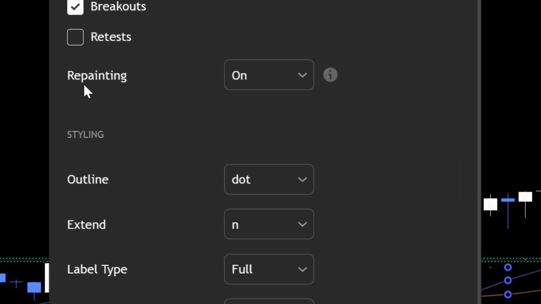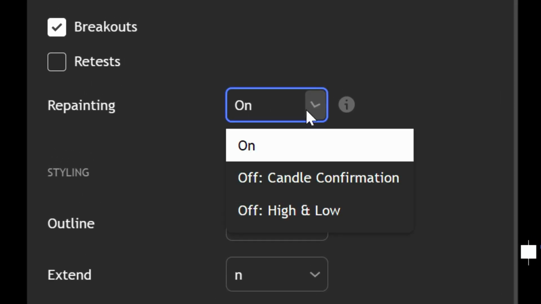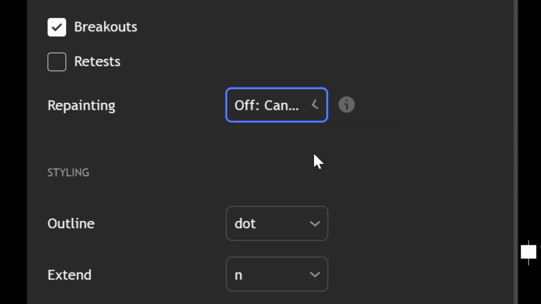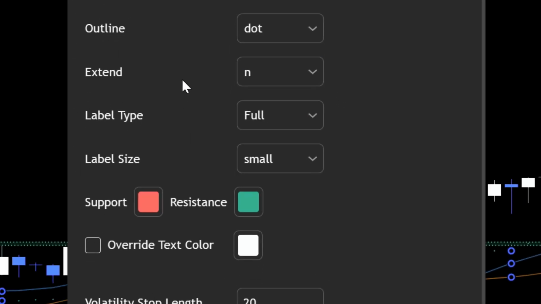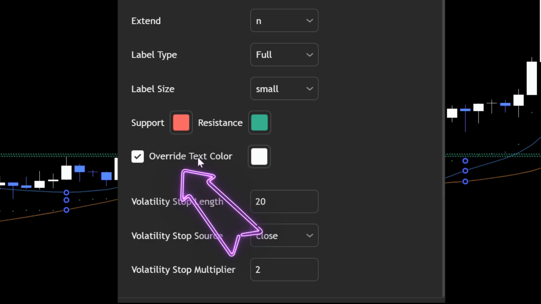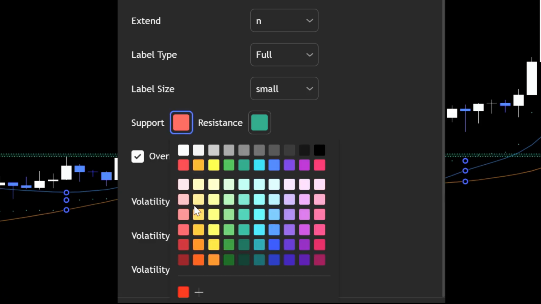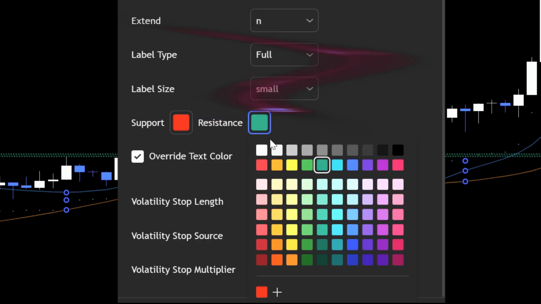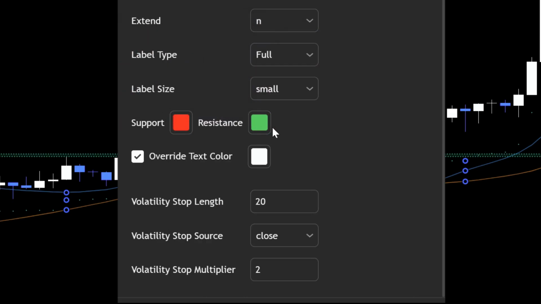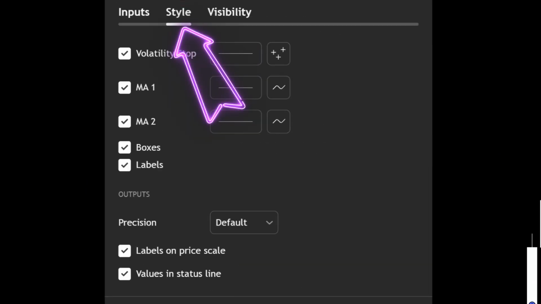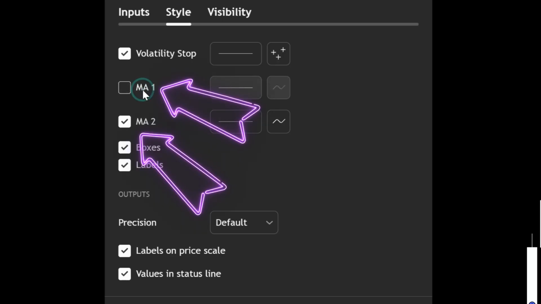Now here's the really important point. Some indicators can repaint, meaning the signals might change after the fact. To address this, we're going to enable candle confirmation. This basically means the signal will only be confirmed once the candle has fully closed. Also, make sure the overlay option is enabled. While you're in the Inputs tab, let's set the colors for our break and retest signals. I like to use green and red. Finally, let's head over to the Style tab. Since we'll be using a separate indicator for moving averages, go ahead and uncheck the MA options in the Style settings.